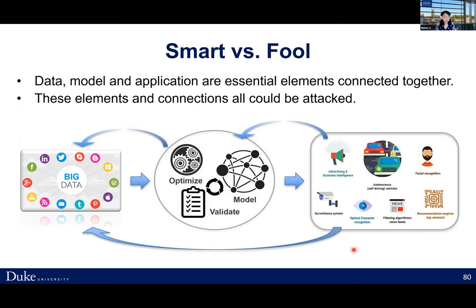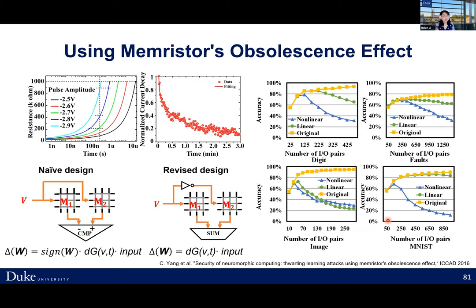And especially the dangerous part is any tech integrated on neuromorphic computing hardware designs, which will emerge later and could be even more dangerous. But on the other hand, we can also use the unique features of the devices to help protect our system. So in this work, what we do is explore the memristor drifting effect, intentionally degrading the performance of the network. In comparison of naive versus revised design, the revised design could aggravate the resistance drifting.